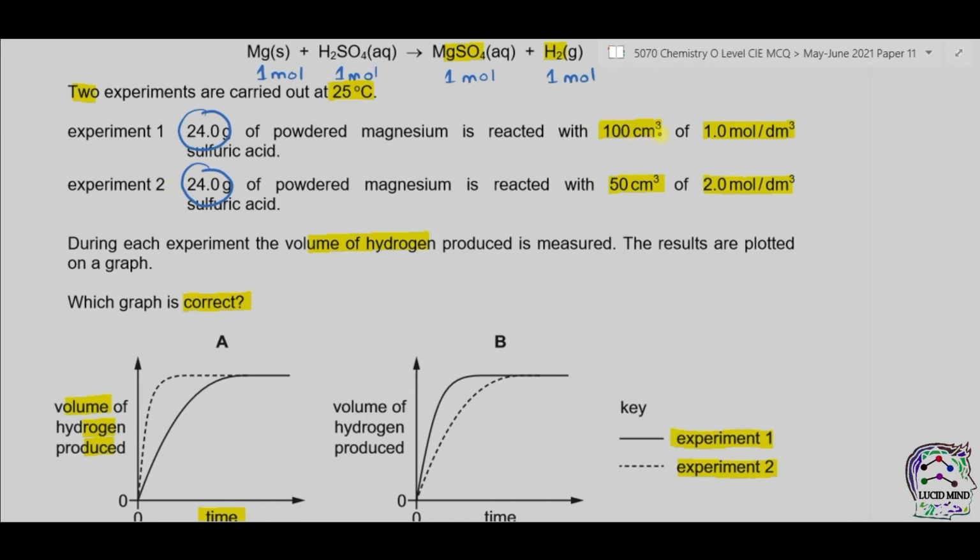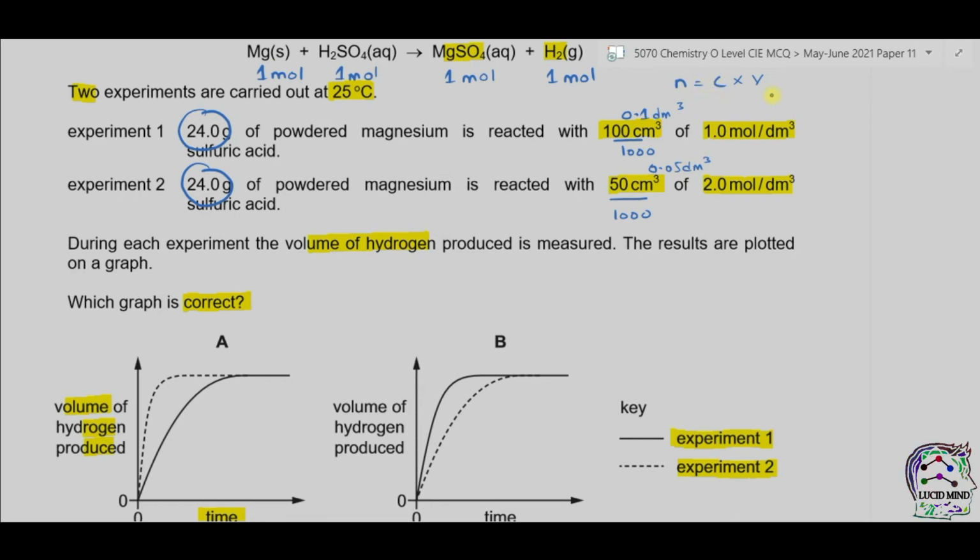Let's find the number of moles of sulfuric acid in the first experiment and in the second experiment. We can use the formula: number of moles is equal to concentration in mol/dm³ multiplied by volume in dm³. Now volume is given in cm³. This can be converted into dm³ by dividing by 1000. Similarly this one. So this one comes equal to 0.1 dm³, and this one comes equal to 0.05 dm³.